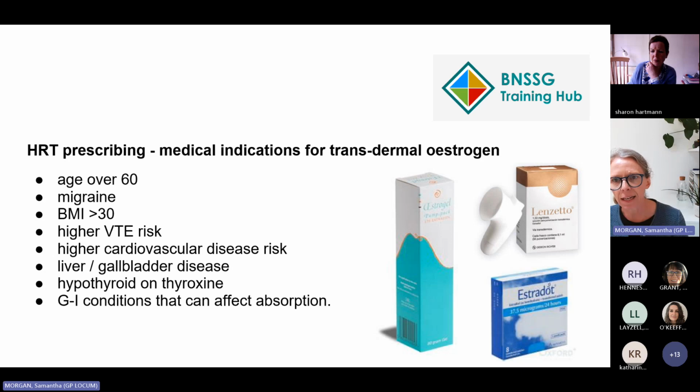So then coming back to Ellie and wondering about changing to a tablet, again, we've got some medical indications that would lead me to prefer to prescribe a transdermal estrogen over an oral estrogen. So age over 60, migraine, a higher body mass index, a higher clot risk or cardiovascular risk, liver and gallbladder disease, being hypothyroid on thyroxine, and having any GI conditions that might affect the absorption of an oral medication would be potential factors to be thinking around.